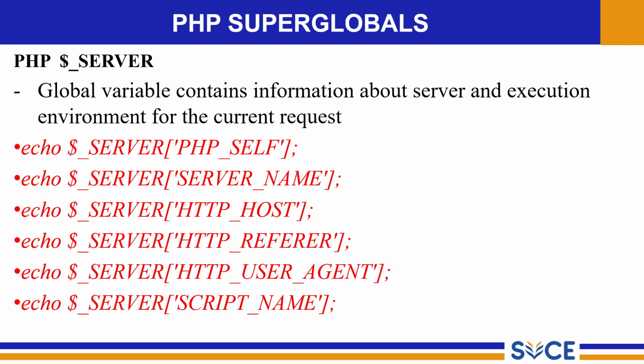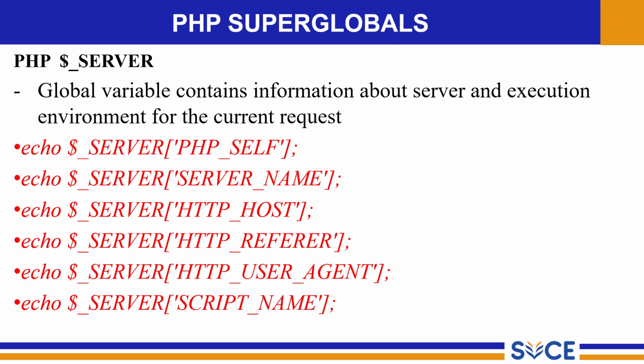Now we will see about the server global variable. The $_SERVER superglobal in PHP is an associative array that contains information about the server and the execution environment for the current request. It provides information about request headers, paths, and script locations. Let us see some of the examples of how to use the $_SERVER global variable.